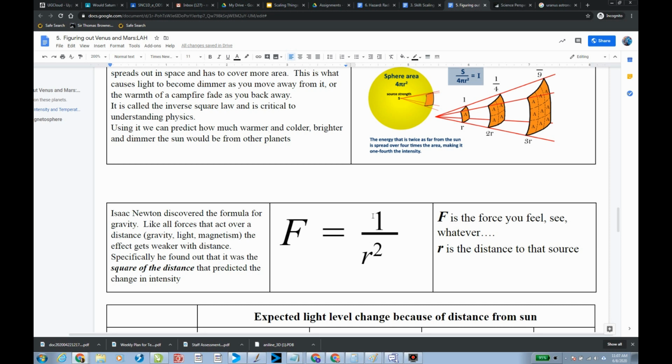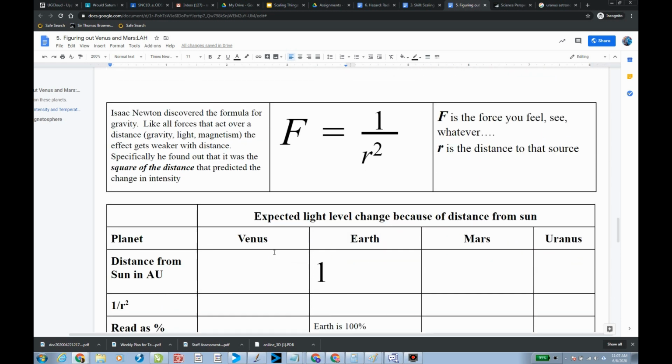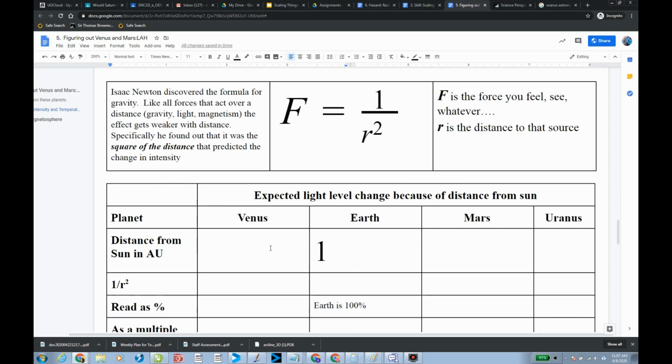What does that mean? If you were a unit of 1 away from a force, you'd have 1 over 1 squared, which is 1. But if you were 2 units away from a force, it would be 1 over 2 squared, which is 1/4. If you were 10 units away from the force, it would change from 1 to 10 squared, or 1/100th. Okay?